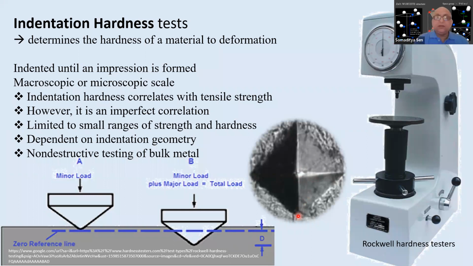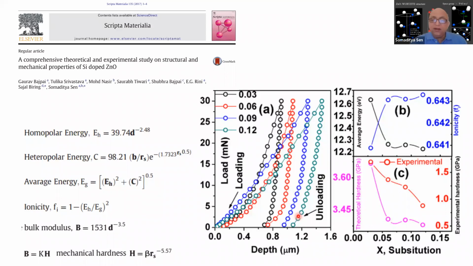We have done some experiments on that, and we found that the theoretical hardness that can be calculated is associated with different energies, the homopolar energy and the heteropolar energy. These energies come from the bond lengths and other aspects correlated to the structure. And from those structural points, we can calculate the bulk modulus and then correlate with the actual data that can be found out. So this is a direct correlation between the experiment and theory.